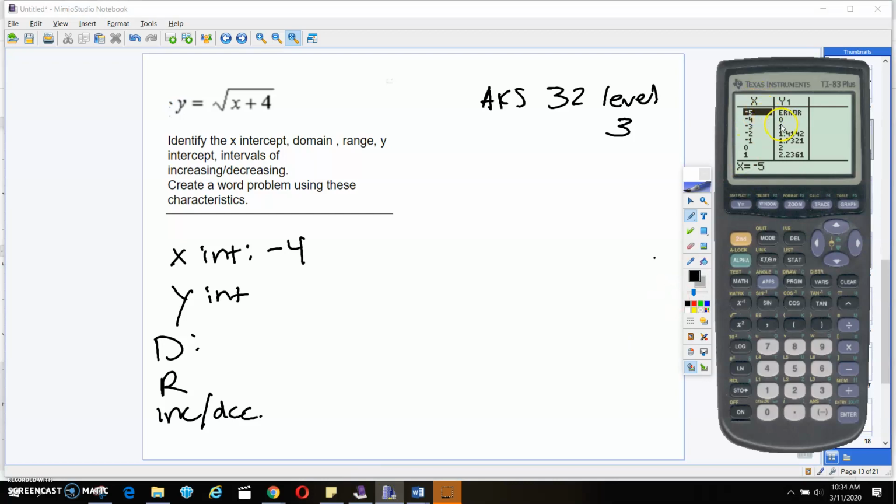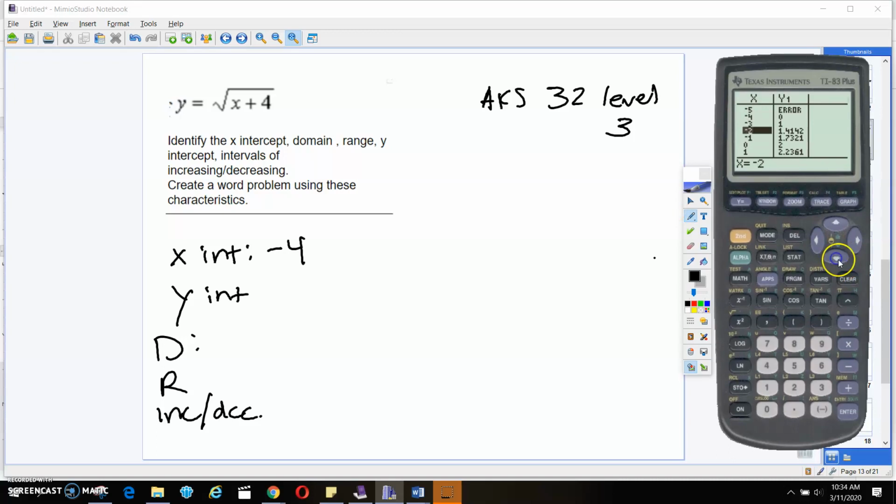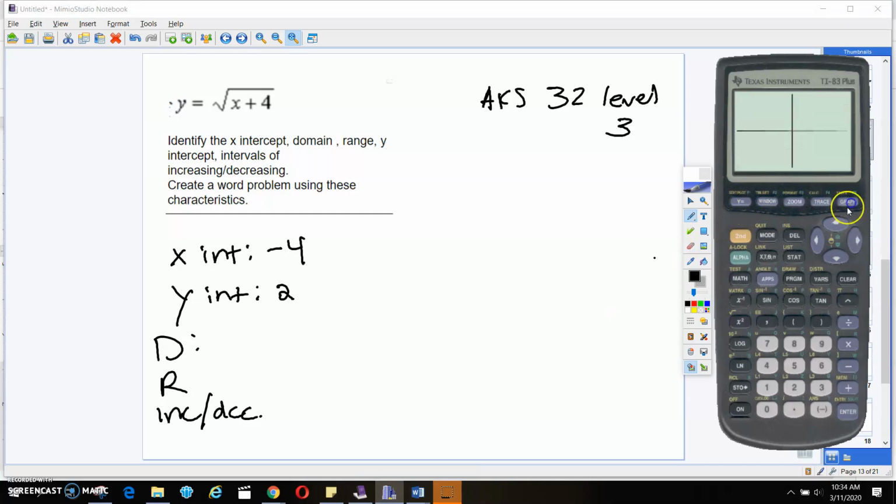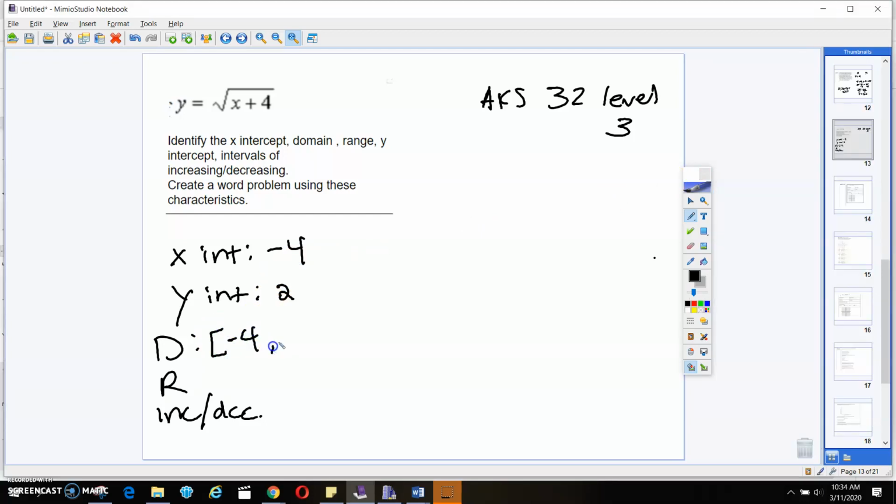Okay, when x is 0, what is my y? So when x is 0, what's my y? Well, y is 2, so that's going to be my y-intercept, which is going to be 2. If we actually look at our graph, we're going to notice that our domain goes from negative 4 to positive infinity. So our domain is negative 4 to positive infinity.